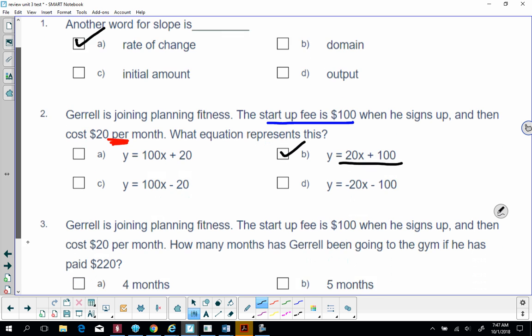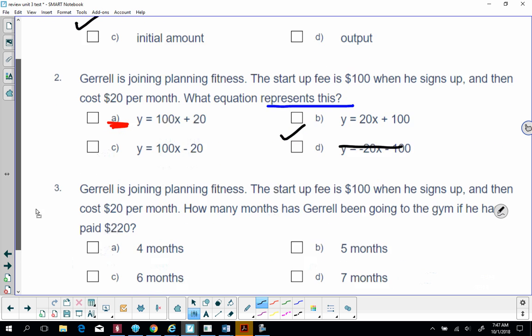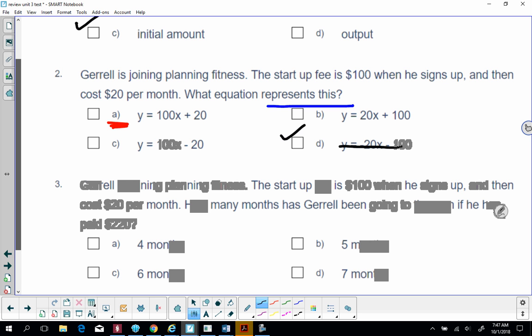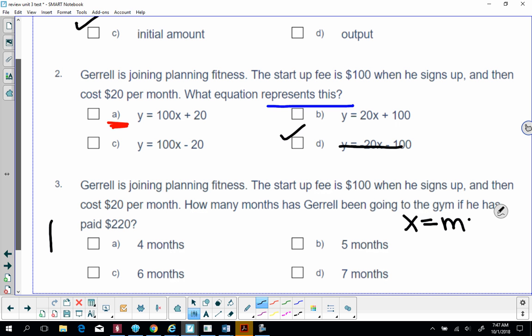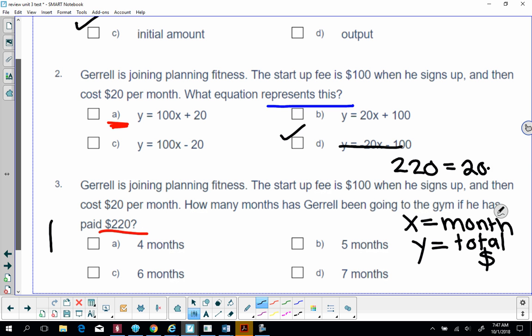So the next question says, how many months has he been going to the gym if he paid $220? So we need to figure out, okay, what's going on here? It's $20 per what? Month. So I know that x means month. What does y represent? Total money. And so when they're asking me to plug in money, would I plug that in for x or y? If they're asking me to plug in money, would that be considered my x, my months, or my total money? Your y, your total money. So instead of y, I'm going to write 220 equals 20x plus 100.